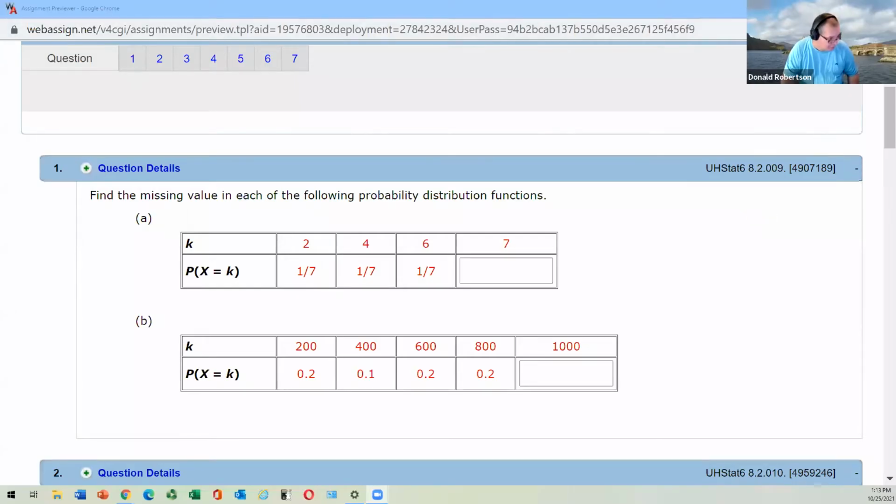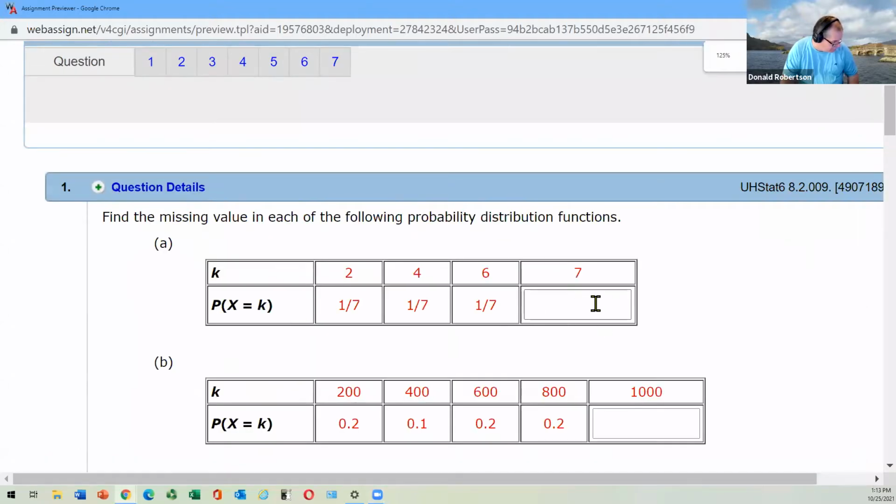It's pretty much what you'd expect. They give you a table and they ask you to fill in who's missing. So in this case, 2, 3, 4, 5, 6, 7. Very similar to mine. Would you agree that goes 0.3? Now up here, 1/7, 1/7, and 1/7. So what's left for the last one?